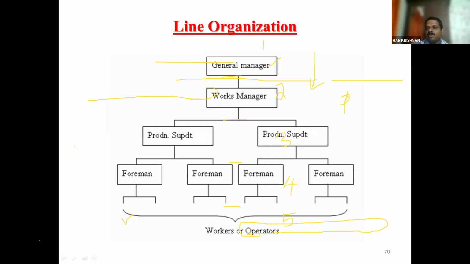It is known as military organization because the responsible person is the next superior person. That is why it is known as military organization. I think it's clear, no? Line organization.